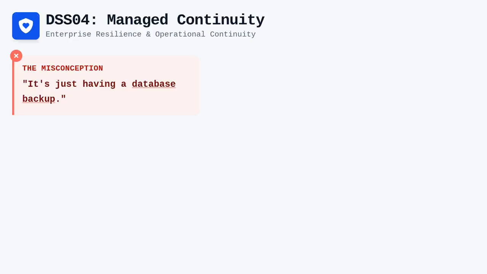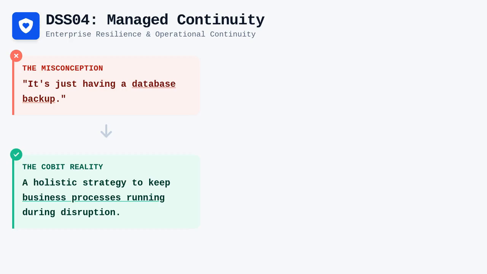Business continuity, covered under DSS-04, managed continuity, is often misunderstood as merely having a backup of your primary database. COBIT takes a broader view here, requiring that we maintain, test, and execute a plan that keeps business processes running during and after a significant disruption.